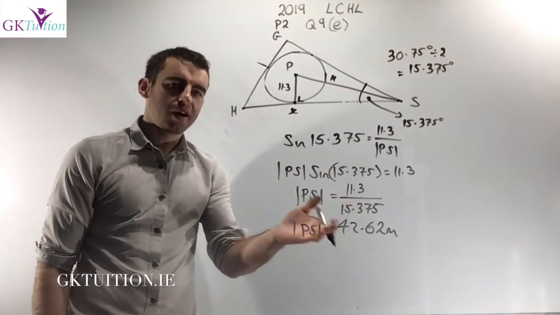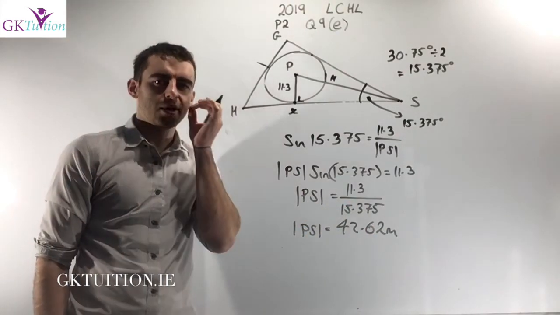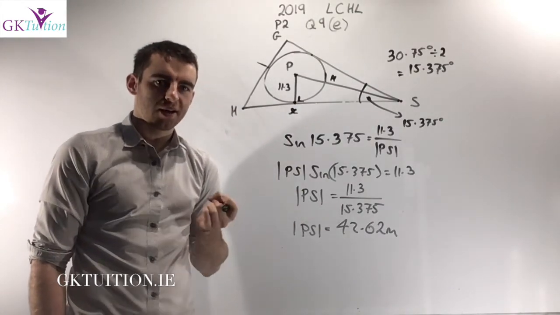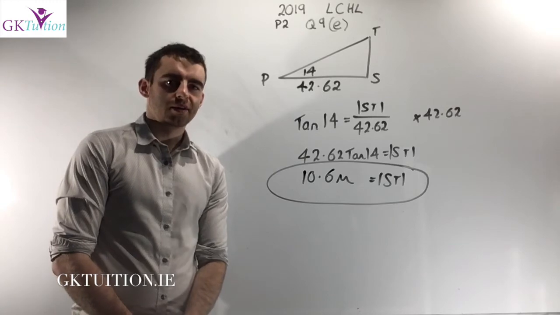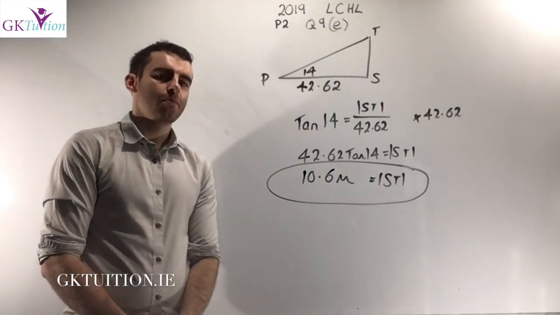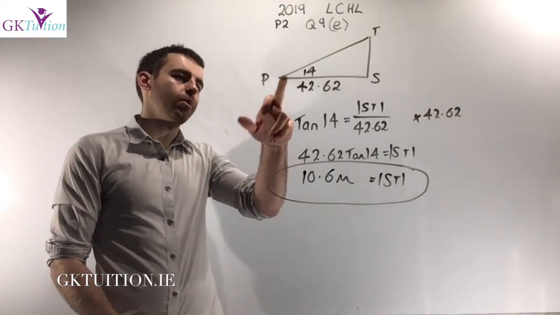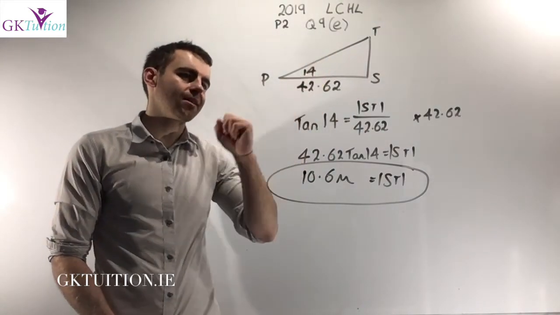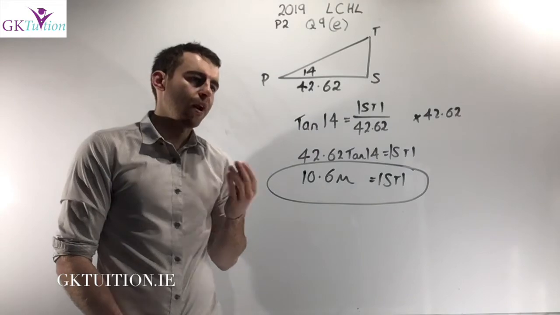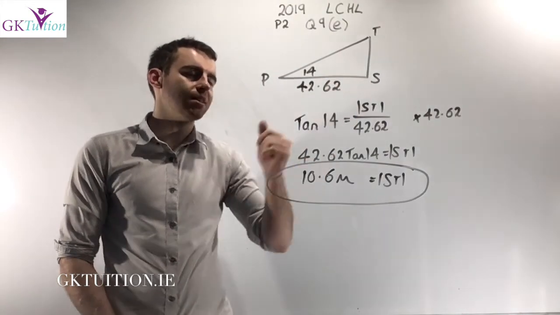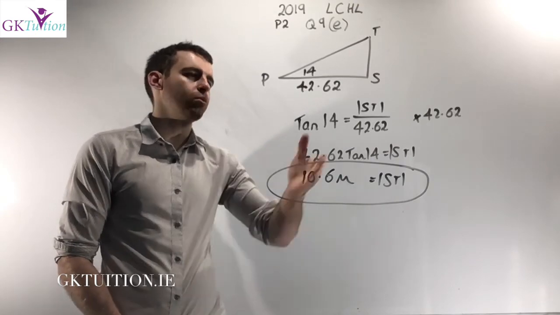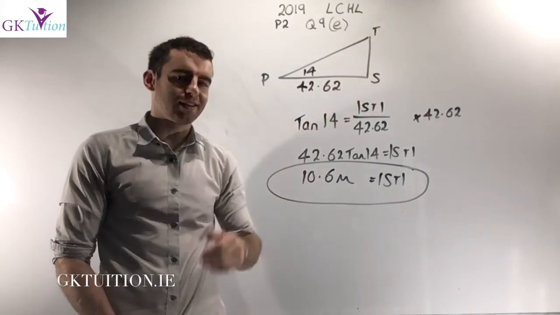Once I know this, I can go back to the original diagram, I can go back to the triangle PST, and it'll be relatively straightforward now to answer the question. Okay, so let's go back and finish this one off. Originally, we were given the triangle PST, and we were told that the angle TPS is 14 degrees. We're after working out that the side PS is 42.62. This is going to allow me to answer the question, which was to find the distance TS.